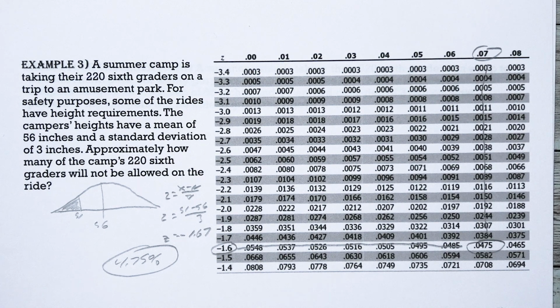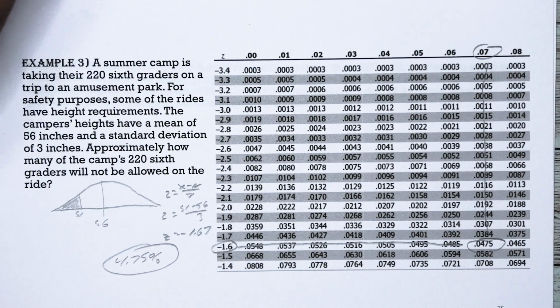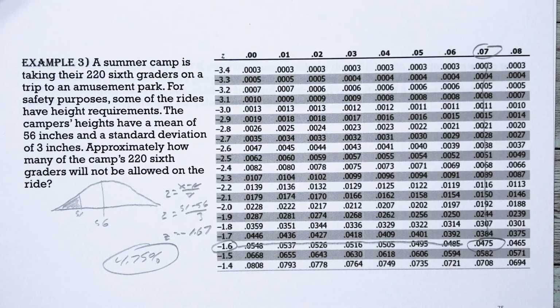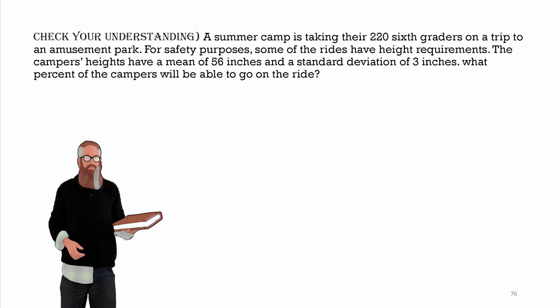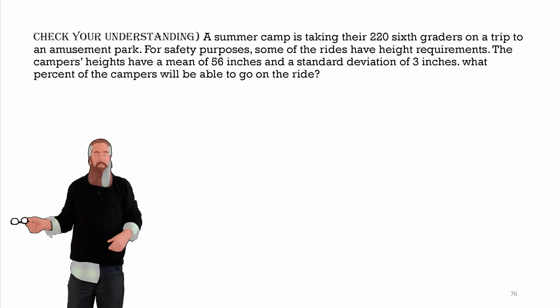Therefore, you can expect 4.75% of the students to be less than 51 inches tall. Since 4.75% of the 220 is 10.45, and you can't interpret a fraction of a student, you can round and say that approximately 10 of the students will not be able to get on the ride. Let's check your understanding and use the data from that example.